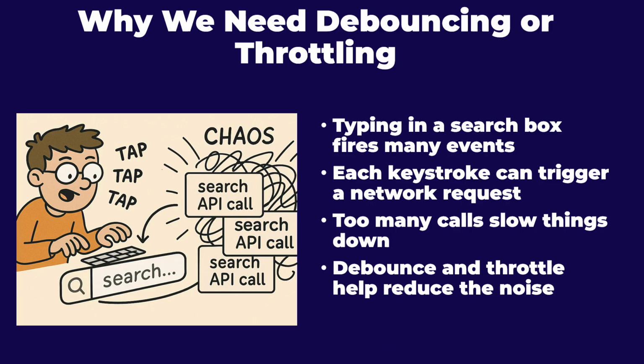Imagine you're typing in a search box. Every single keystroke triggers a new network request. That's not good. It's slow, inefficient, and can even crash the browser. That's where debouncing and throttling come in. They help control how often a function gets called.